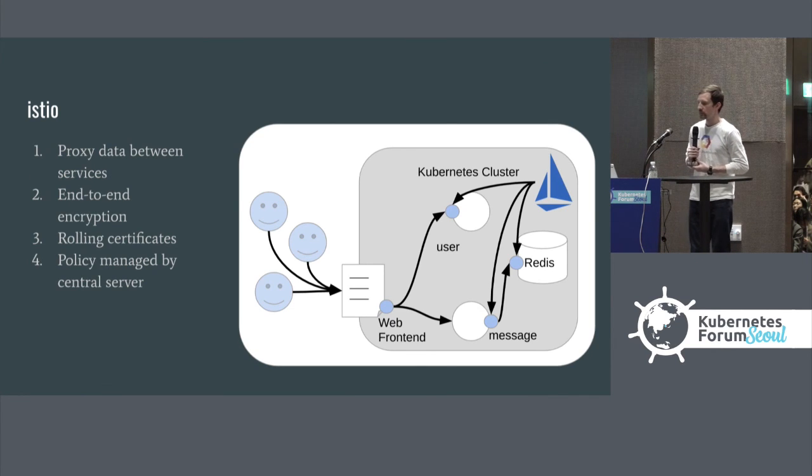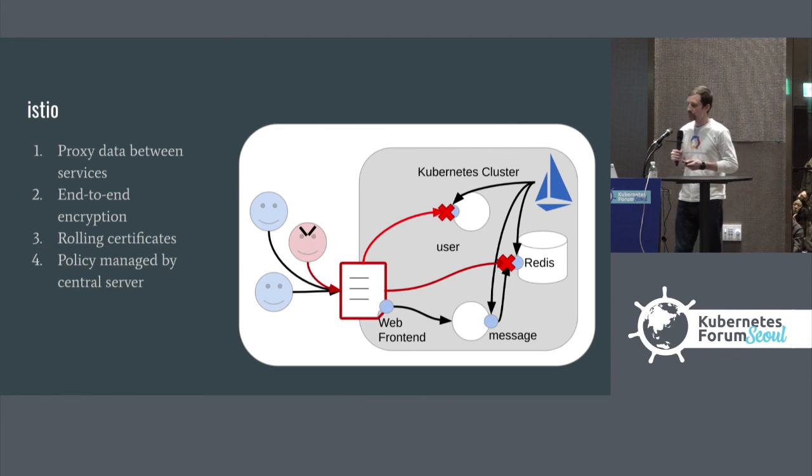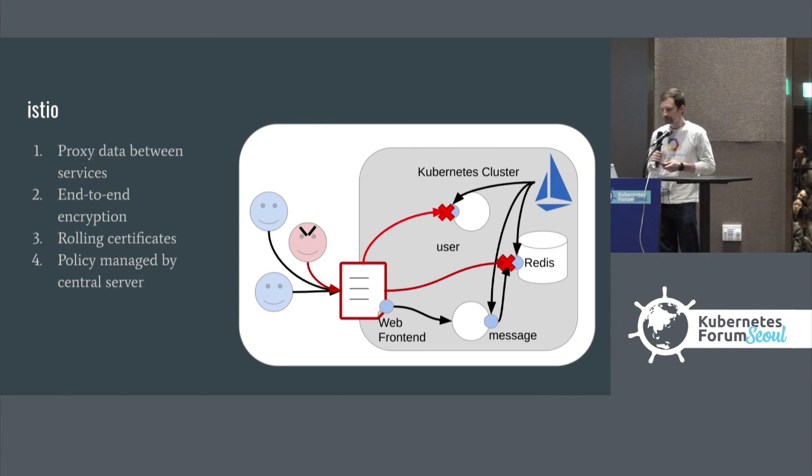So what Istio does is it puts a proxy between services and then enforces service policy that way. It encrypts traffic between the services and rolls the certificates, continually updating them so that they aren't valid forever. And this will allow you to do things like, much like network policy, if the web front end tries to send requests to services that it's not allowed to send requests to, then those requests will be blocked by the proxy on the other end of the request.